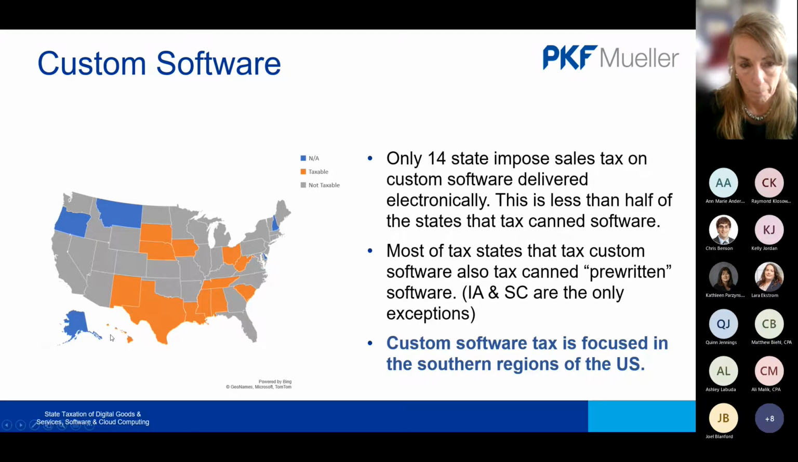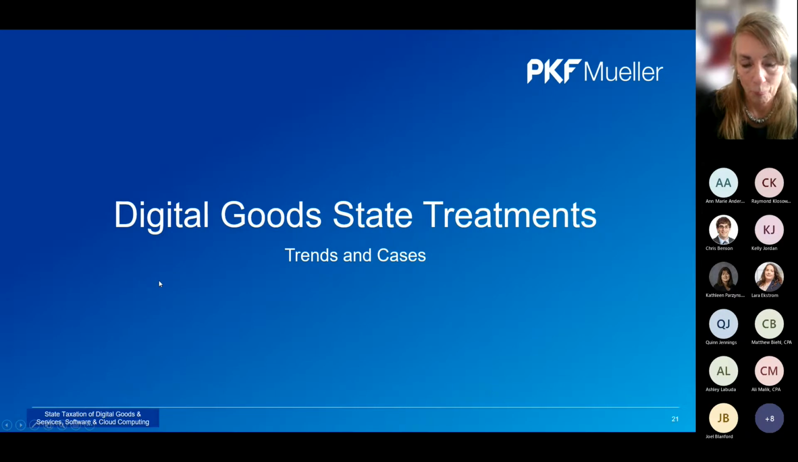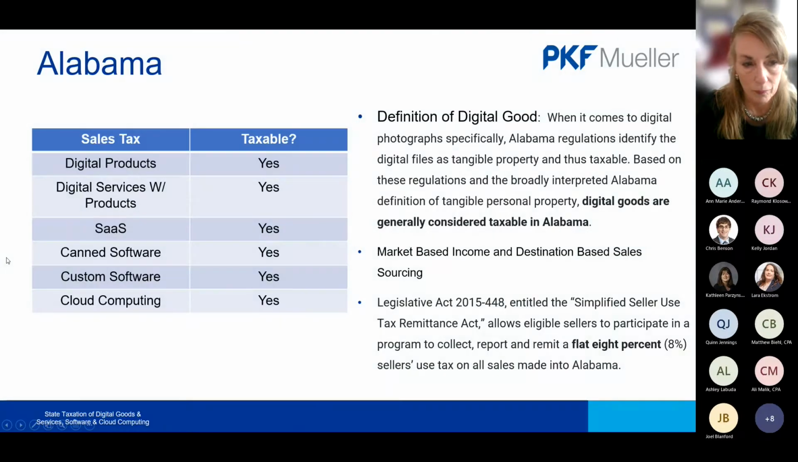Okay. Moving forward. So here we're going to go through a lot of the state treatments on a state-by-state basis. So we wanted to cover a lot of the common states that we see at PKF Mueller, whether it be based off our clients or just in general. So here we have Alabama with a little table. Alabama does tax basically everything when it comes to a lot of these digital products or digital services.